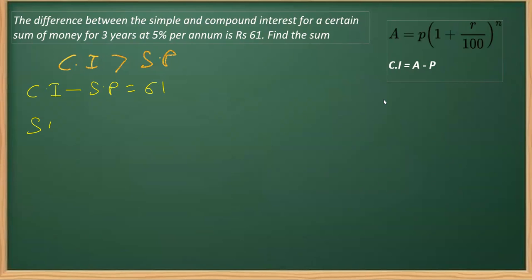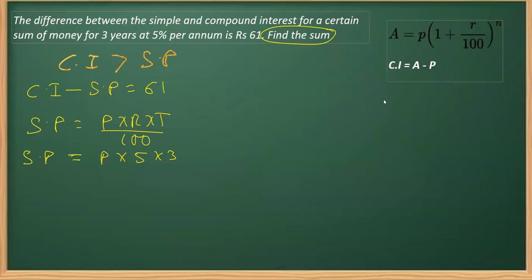That's easy first. So if I find SI, the formula for calculating SI is P into R into T over 100. Now P is not known to us. We have to find this sum. That means the principal is what we have to find. The rate of interest is 5% here, and the time is 3 years, divided by 100. So if I reduce, this is divisible by 20 times. So we got simple interest as 3P over 20.